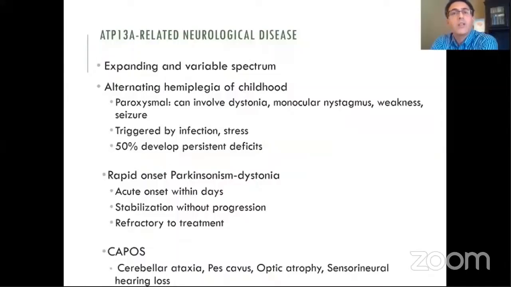The same genetic condition can include a presentation in form of rapid onset Parkinsonism dystonia. These are patients who develop Parkinsonism and dystonia, a lot of them during childhood, with acute onset within days, but there is often no infection. They get encephalitis identified as a cause. They become stabilized without progression, but are refractory to levodopa and other treatments. And a third entity also related to this gene is CAPOS, cerebellar ataxia, pes cavus, optic atrophy, and sensorineural hearing loss, which can present in an older population.